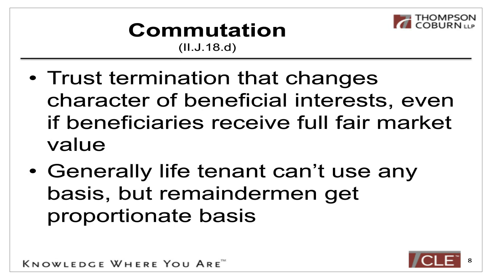A very typical example of a commutation is you have a Q-tip trust for the surviving spouse. That trust has a mandatory income distribution. Then you terminate that trust, and the spouse gets the actuarial value of her interest, and the remaindermen get the actuarial value of their interest. So now the surviving spouse has her interest outright. So this is very different. Her mandatory income interest is different than having all of the principal.